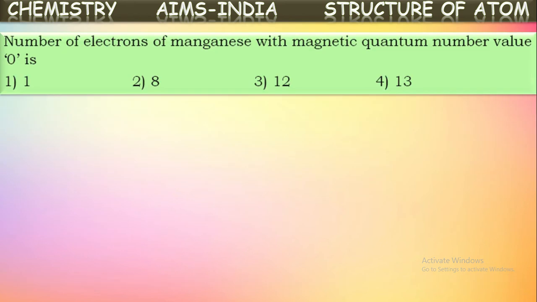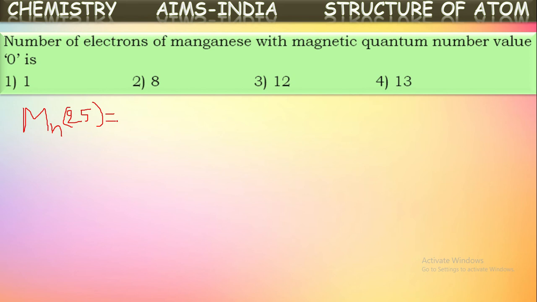One more question. Number of electrons of manganese with magnetic quantum number value 0. You're asking for the number of electrons with magnetic quantum number m value 0. To know that, for this also first we have to write the electron configuration. So let us write the configuration of manganese. The atomic number of manganese is 25.